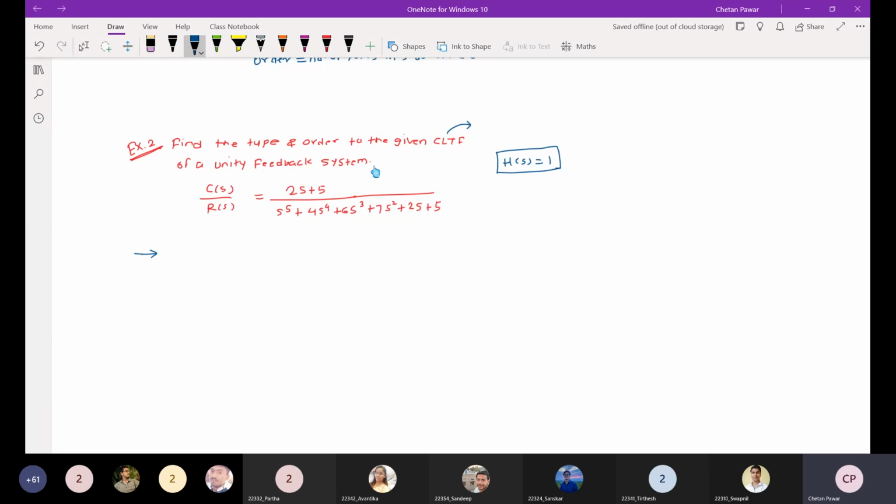They haven't mentioned whether it is a positive feedback or negative feedback system. When they don't mention anything and all the terms here are positive, we will see that in terms of stability. But for the time being, you just need to find the type and order for this closed loop transfer function of a unity feedback system. So what is the type? Anyone can reply.